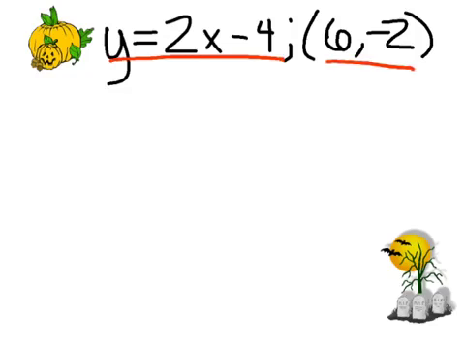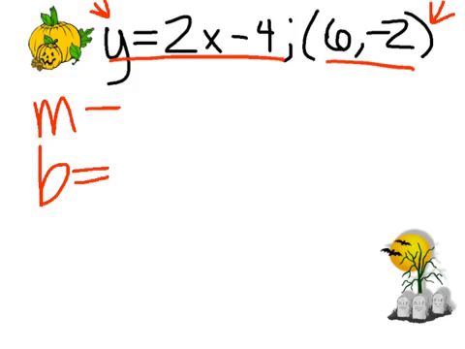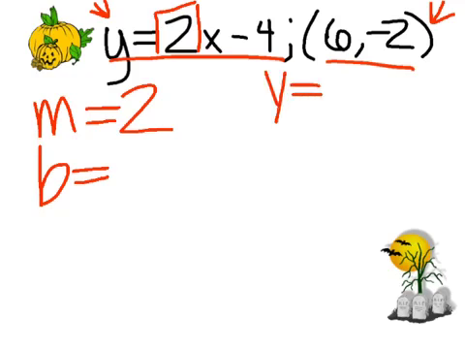Okay, back to the practice problem. We're looking for a line that's parallel to our given line and passes through this point. What do we need to find? We need to find the slope and what? The y-intercept. What's our slope? Right, these lines are parallel, so we're going to have the same slope. Our y-intercept, we're going to have to plug in what we know into y equals mx plus b.